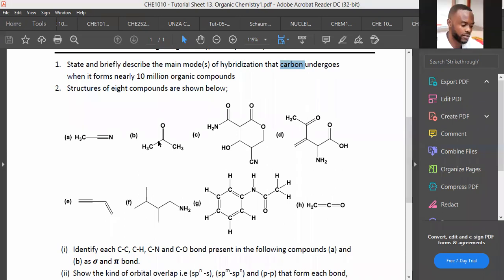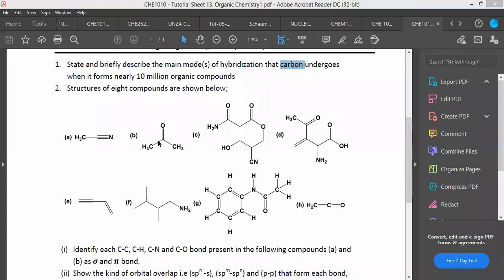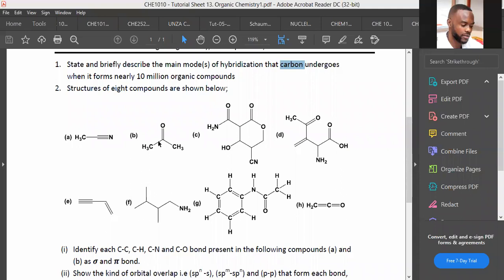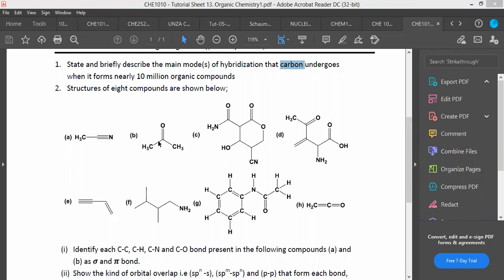Okay, so this is what you're going to be looking at. These are the things that can help you. They will help you identify the different types of hybrid carbons that you can have in a molecule. So, having said that, we can now come to question 2 and look at the structures that we have.